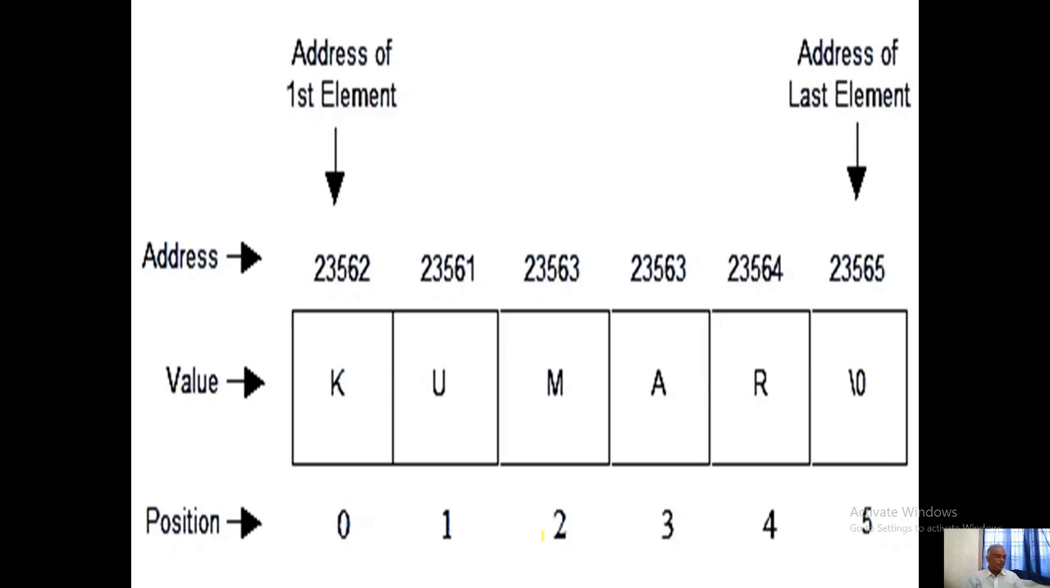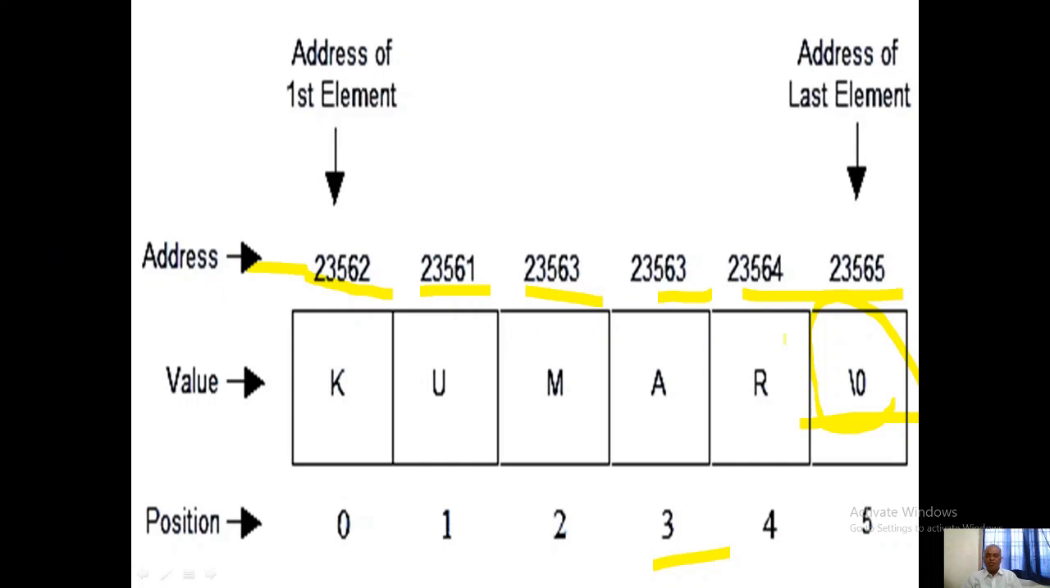So let us look at a simple example. Here I have given the values like Kumar. Here is the end of the string, already specified, denoted with \0, which is called a null character. The addresses are 23562, 23561, 23563. They will be different kinds of addresses, so all these addresses may be different.